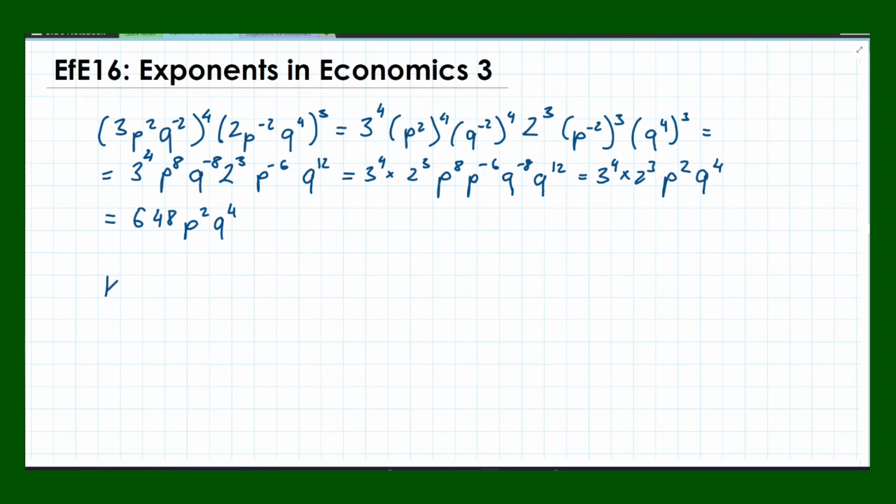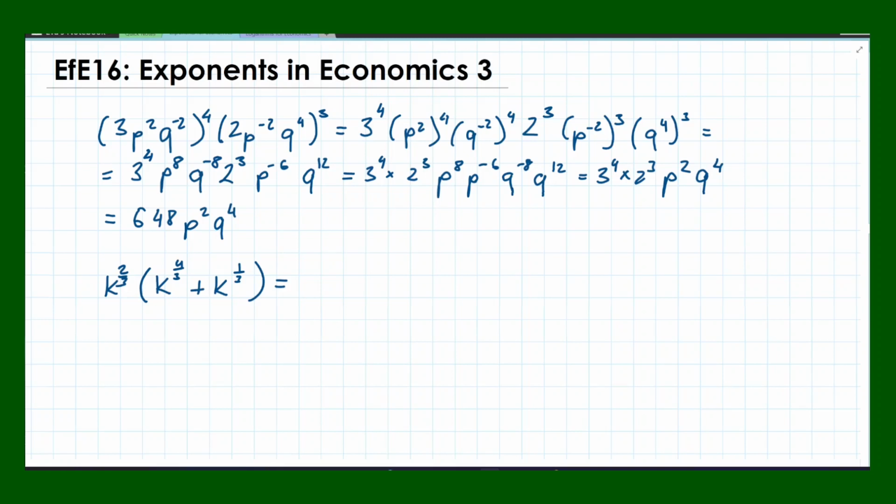Next question. K to the 2/3 multiplied by, bracket, k to the 4/3 plus k to the 1/3. Okay, so what are we going to do here? Well, inside the bracket, I have got k to the 4/3 plus k to the 1/3, even though these two terms have got the same base, k.